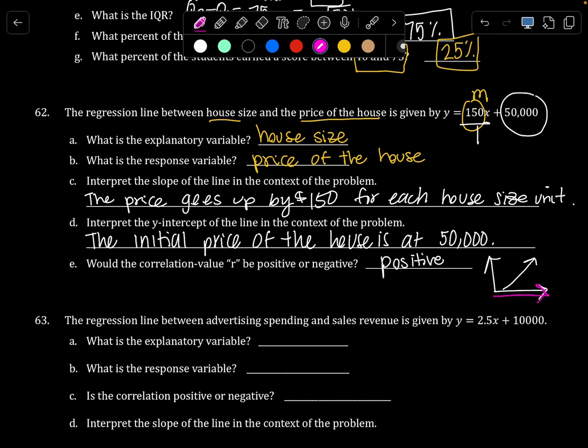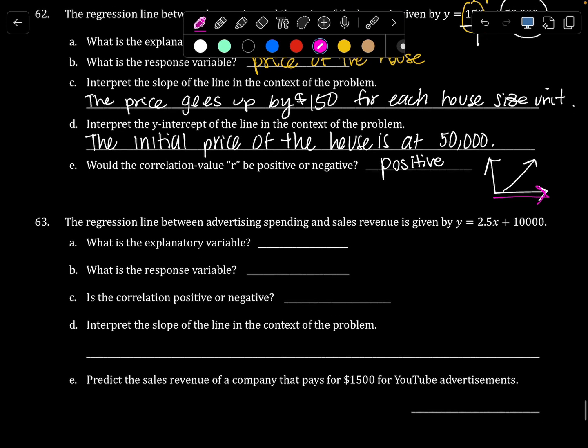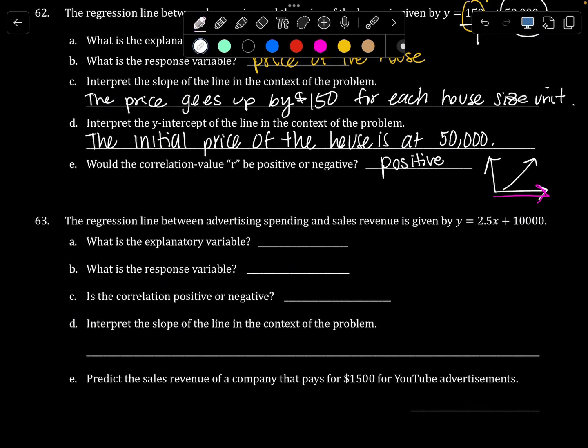Okay. Let's go ahead and do number 63. Advertising spending and sales revenue. So advertising. How much you spend on advertising, and then the sales revenue, like what you make out of it. Positive or negative, guys? Well, if you had more ads, then you get more sales. That's positive.